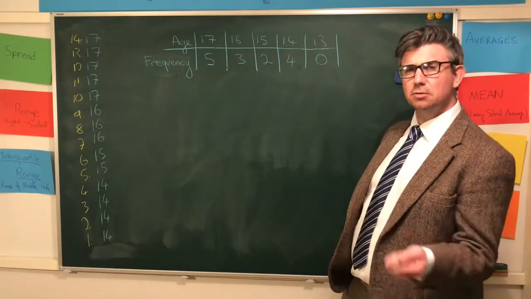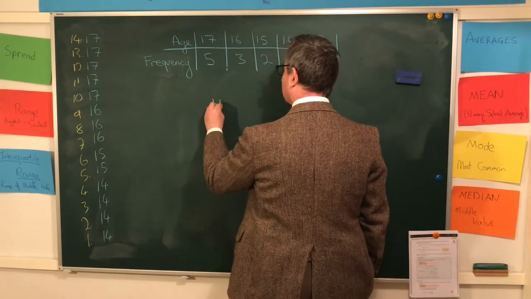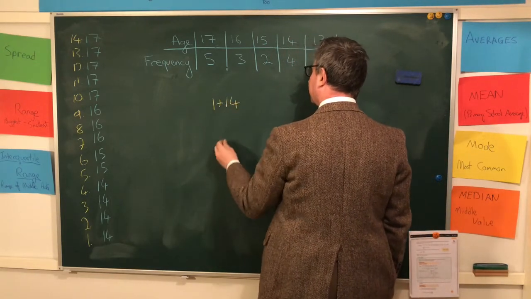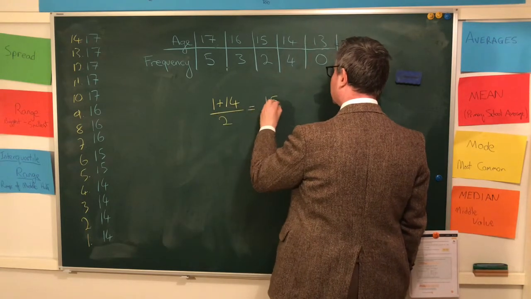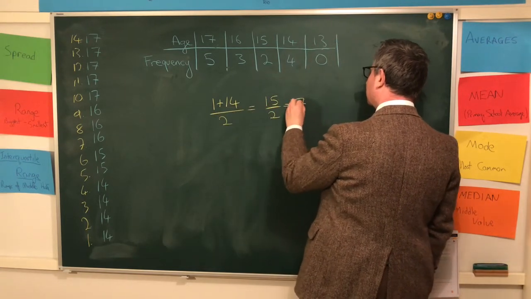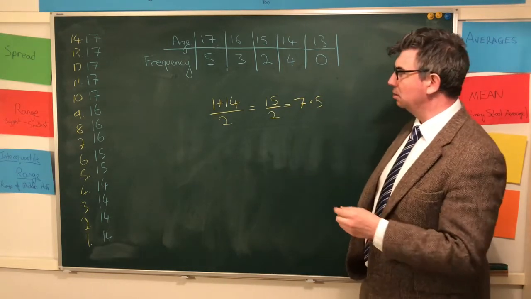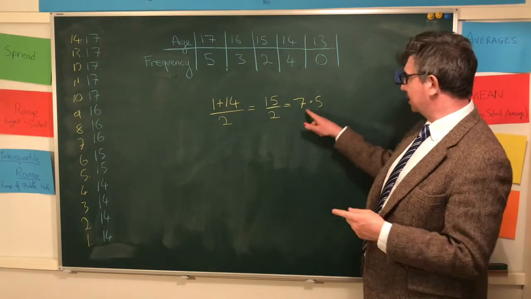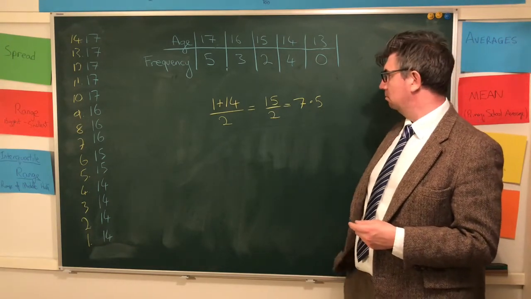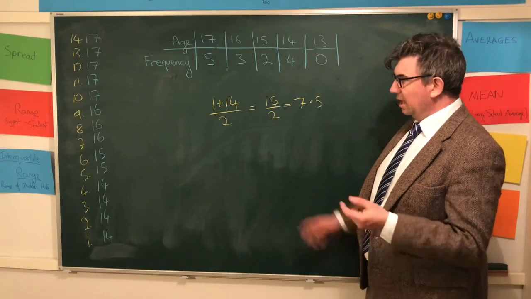How do you find the middle of any two numbers again? What do you do? So the number that's halfway between 1 and 14 is not 7. It's actually 7.5. Okay? We can demonstrate that in a second.